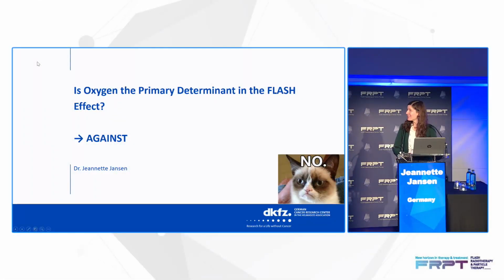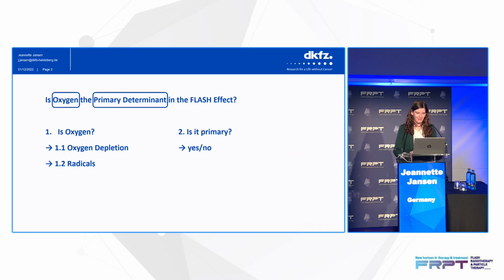All right, so welcome everybody, and thanks for participating in this wonderful debate. I will make it very quick and say, is oxygen a primary determinant in the flash effect? Clear no. As you can see, Grand Picat also supports that. But I want to stress a little bit further that we have to discriminate between two different aspects when it comes to oxygen. First of all, we have to talk about oxygen depletion, and second, we have to talk about the radicals that are produced by oxygen.